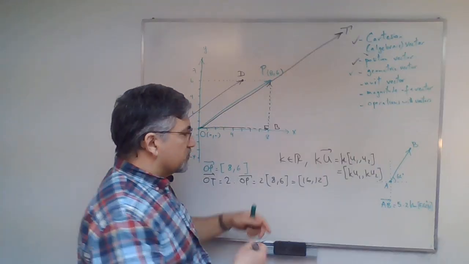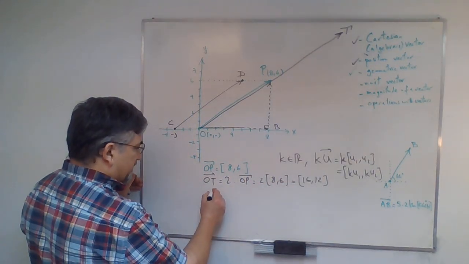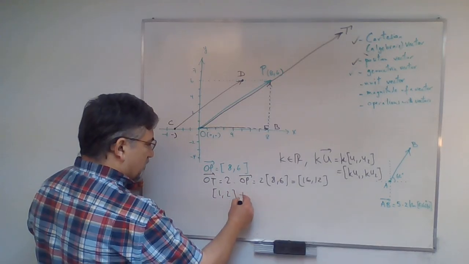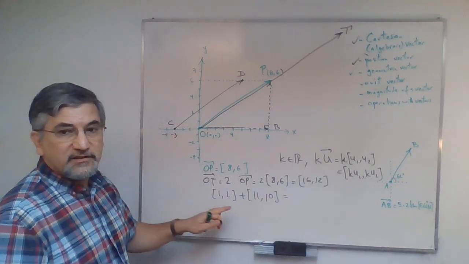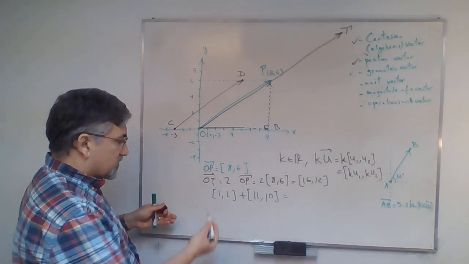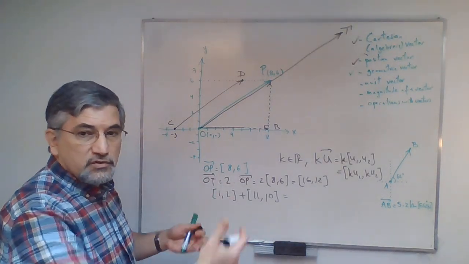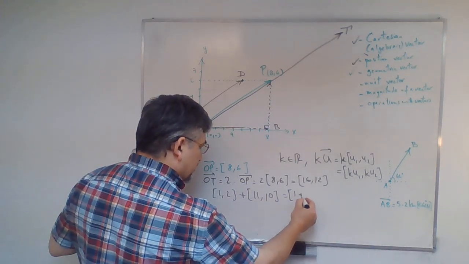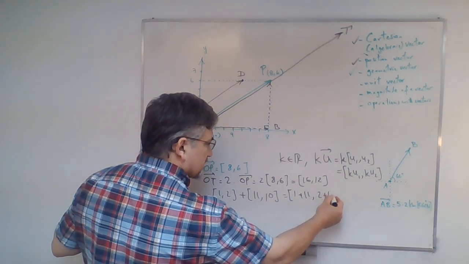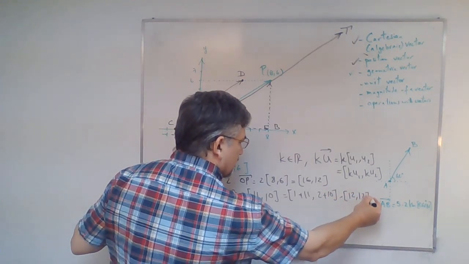I'm talking about operations with vectors. How do you add vectors? So we have a vector 1, 2 and another vector 11, 10. Okay, I want to add the 2 vectors. You add the horizontal components together and you add the vertical components together. As simple as that. So you end up with 1 plus 11 and 2 plus 10, which is 12, 12.